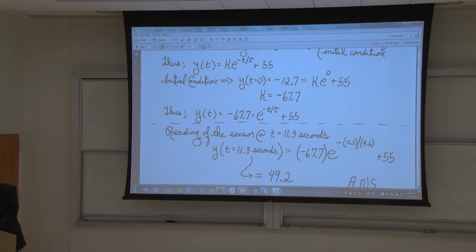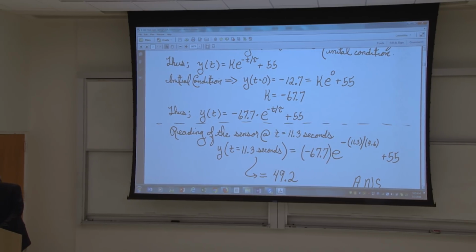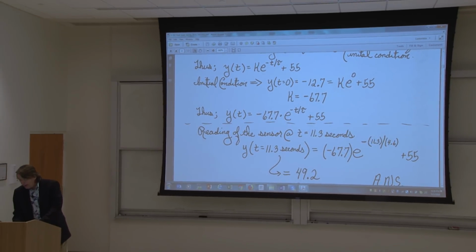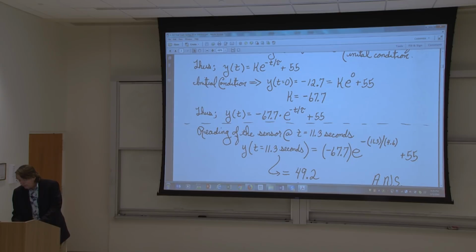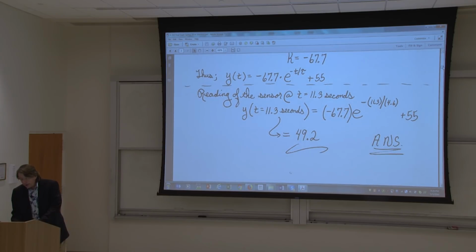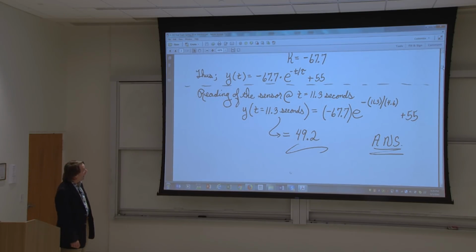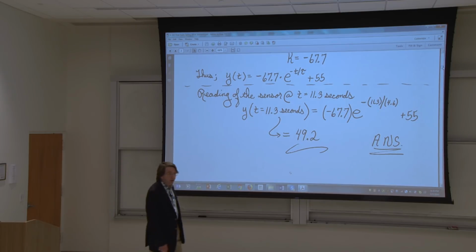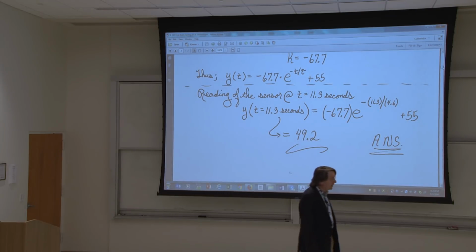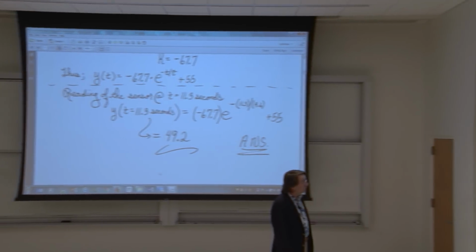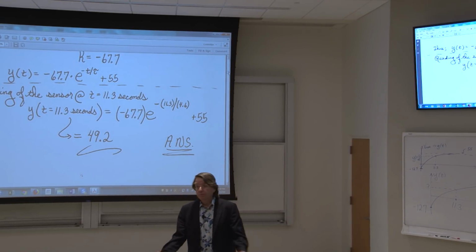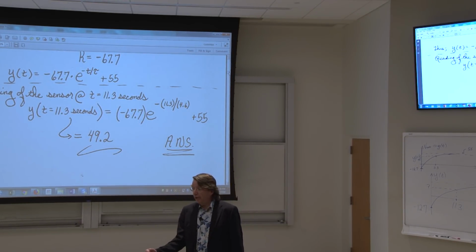And we're almost there. The last thing to do is say, okay, we want to know the value of the sensor at t equal 11.3 seconds. I put in 11.3 seconds, and if, again, my math is right, 49.2. Part A, done. How do we do?